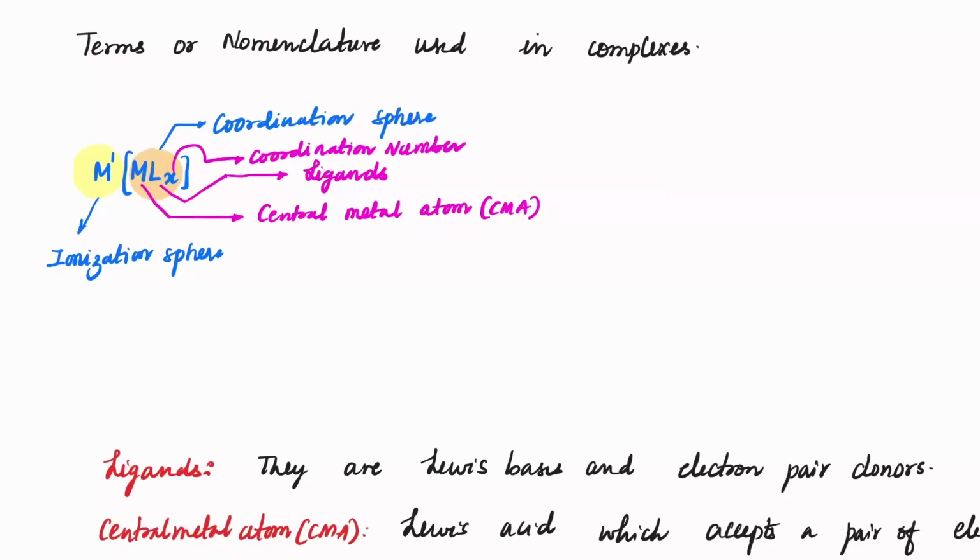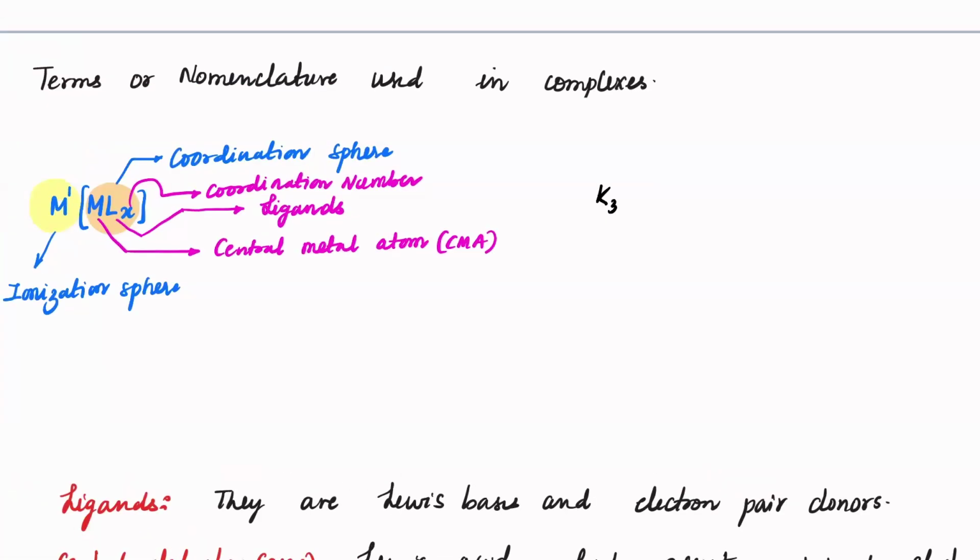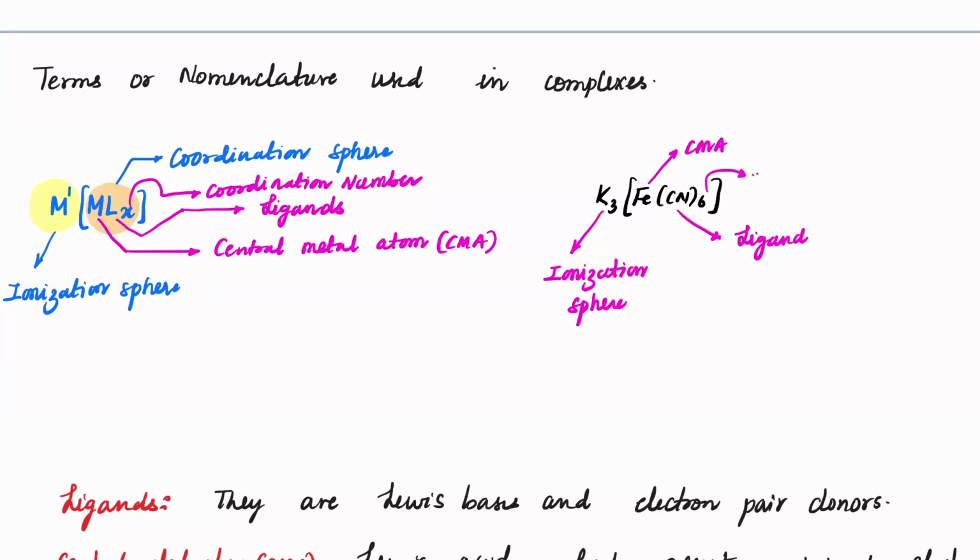For example, if you have K3[Fe(CN)6], you can relate this: these are the outside ions, the ionization sphere. Got it? This is the central metal atom, this is the ligand, and this 6 is the coordination number. Got it?